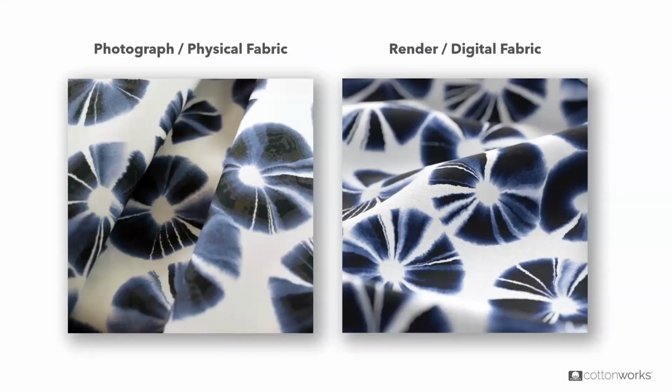In this example, we're showing a fabric which is a digitally printed mercerized Oxford. On the left, we have a photograph of the finished physical fabric, and on the right, we have a rendering of the digital fabric.